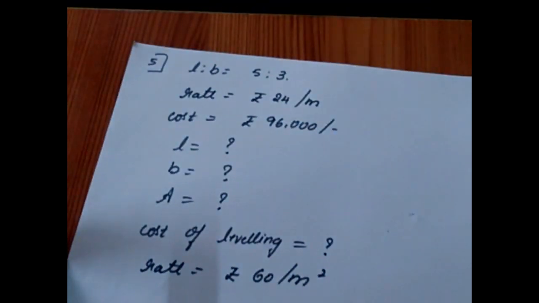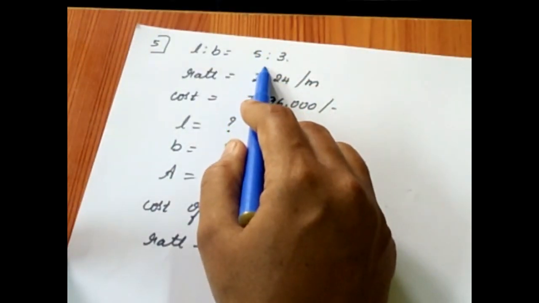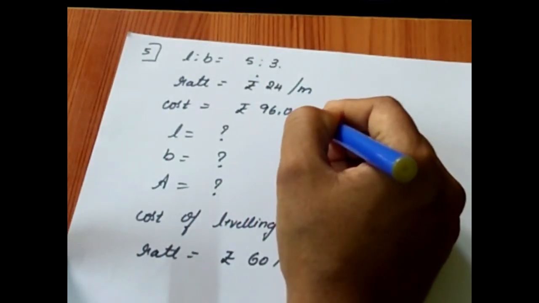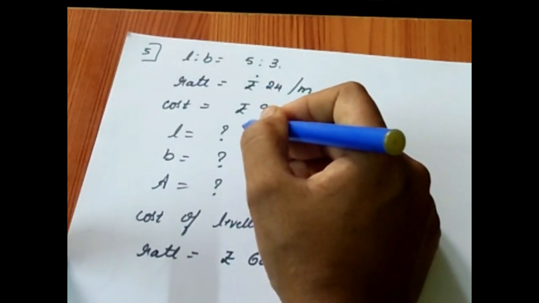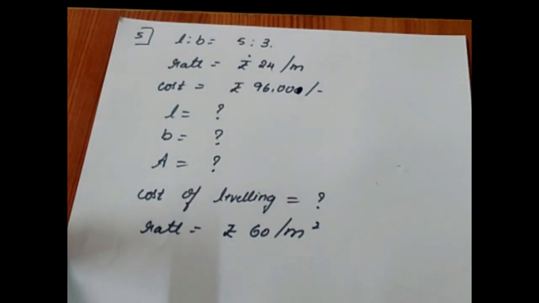Next, question number 5. Question number 5 is a different type of question, very interesting and very important to know for your higher classes also. So what is given? Read the question once. The length and breadth of a rectangular piece of land is 5:3. If the total cost of fencing is rupees 9,600 and the rate is rupees 24 per meter, find the length and breadth, find the area and cost of leveling when the rate is 60 per square meter.